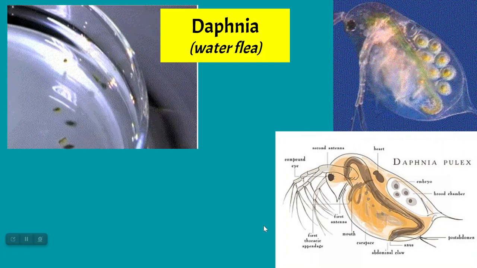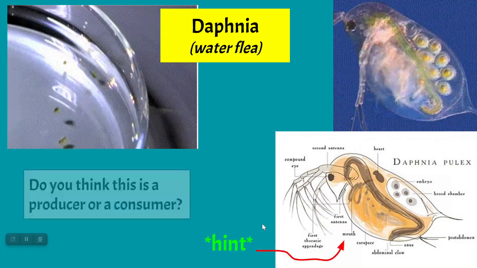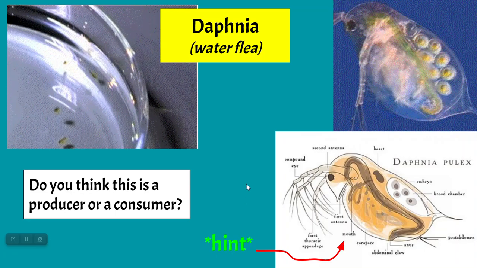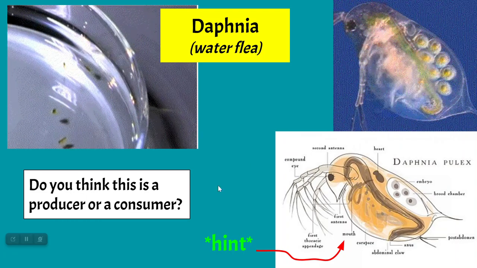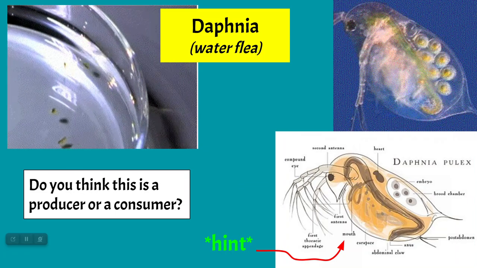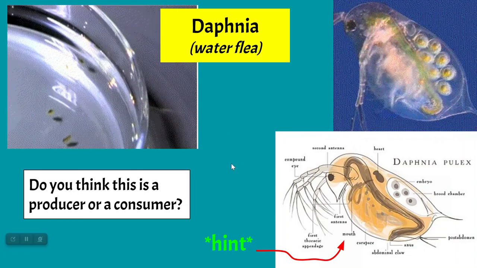If I asked you whether it's a producer or a consumer, your hint would be that it has a mouth. It has a mouth because it's going to eat things. So this is a consumer. This consumer likes to eat lots of things, I guess. It would like to eat Spirogyra. It would like to eat Chlamydomonas. So it'll nosh on the algae that we have in our ecosystem. All right, this is a consumer.